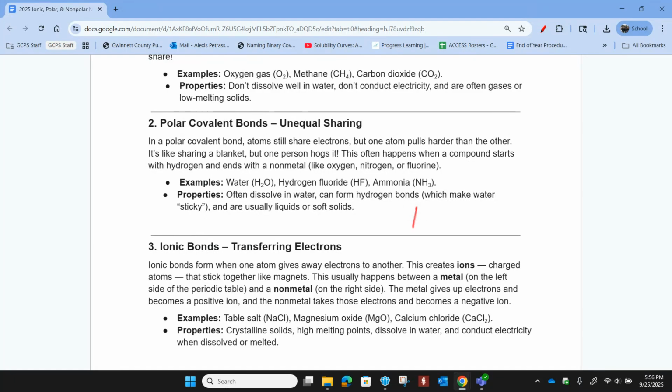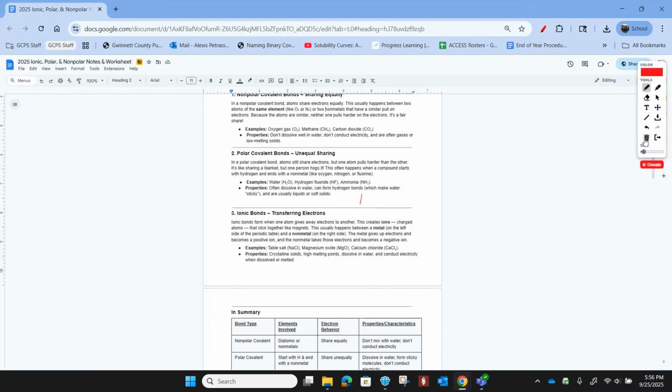Oh, sorry. I'm so used to touch screen. It's not working on this.